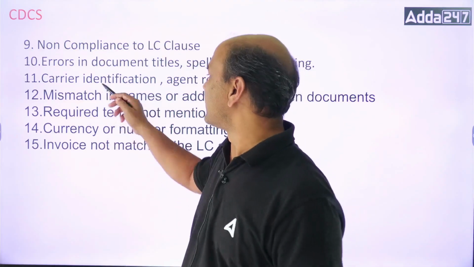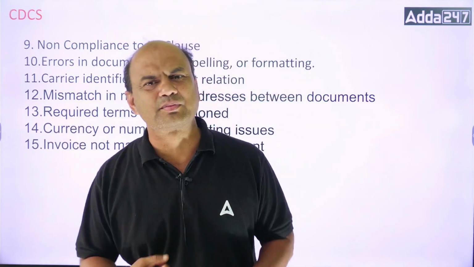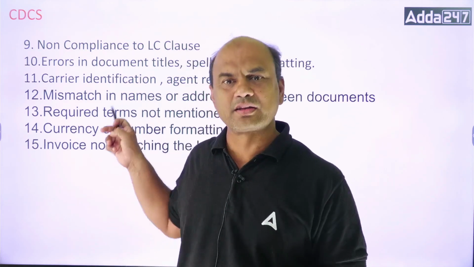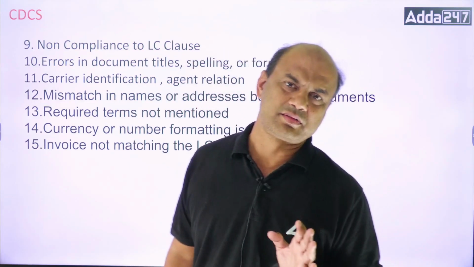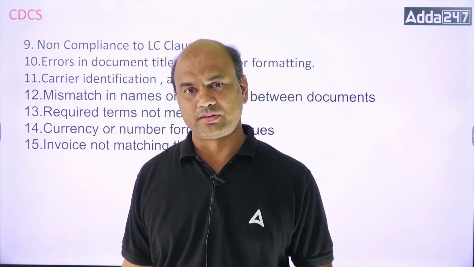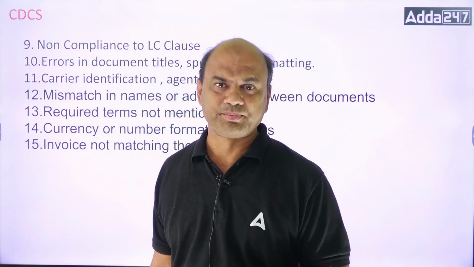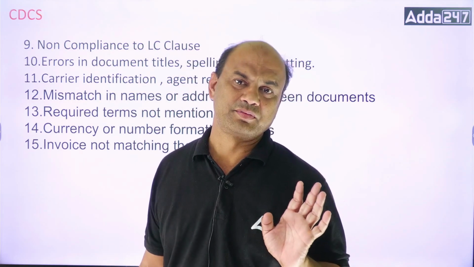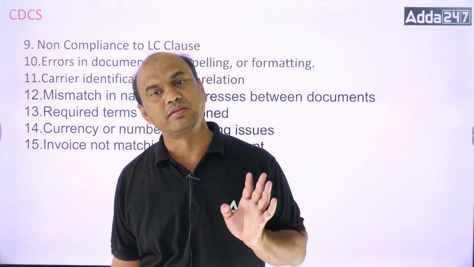Third one: carrier identification and agent relationship. This is one of the major problems. I mean, the major reasons throughout the world are this one. Carrier identification. Carrier not identified. Carrier should be identified on any BL, except forget charter party, we will keep that separate. On BL and NNSB, carrier should be identified. Even on MTD, multimodal, carrier should be identified.